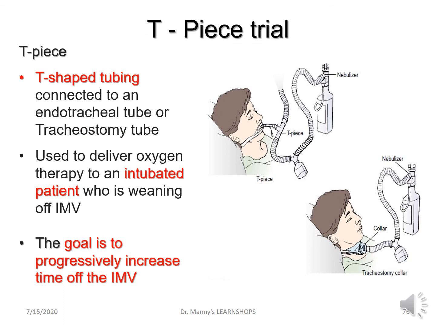T-piece trial basically means that you have a T-piece. This is T-shaped tubing connected to an endotracheal tube or a tracheostomy tube, and the patient's breathing spontaneously, and it's used to deliver oxygen to an intubated patient who is weaning off invasive mechanical ventilation. The goal is to progressively increase the time off the IMV.